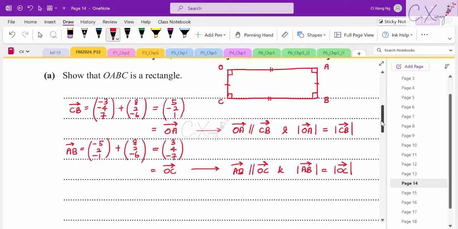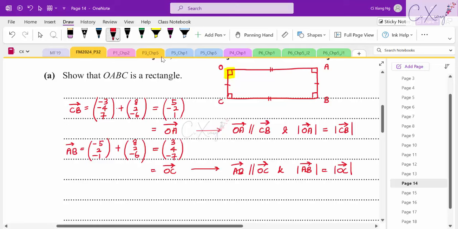To prove the perpendicular, you can use any side that you like. You can use either OC and CB, or maybe AB and CB, or whatever. For me here, I'm going to use OC and OA. I want to prove this one, OC and OA.